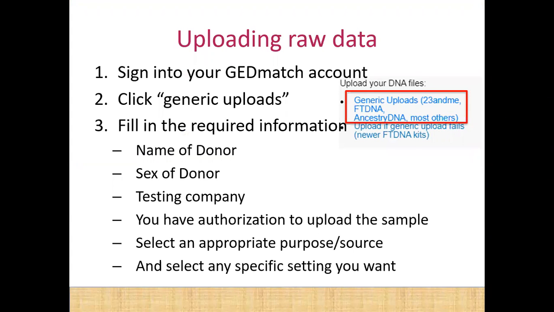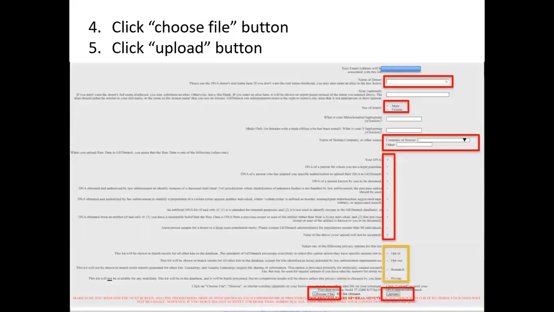Create or sign into your GEDmatch.com account. Then you will click Generic Uploads, circled in red here. You will then be directed to a new page to fill in the required information for that DNA kit, such as the name of the donor, gender of the donor, testing company, that you have authorization to upload that sample, and then you can select any specific settings you desire.